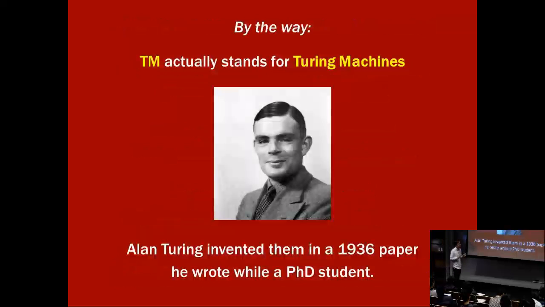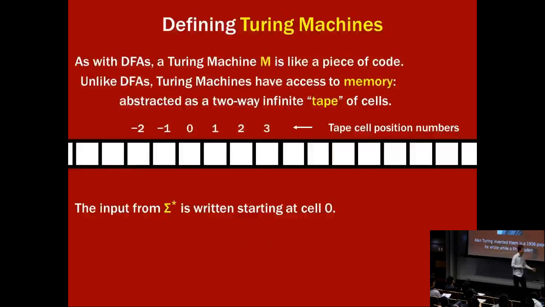Okay, so actually this TM really stands for Turing machines. It was a model of computation invented by Alan Turing in 1936 when he was a graduate student. Okay, he didn't call them Turing machines, he called them A machines, but it was a really heralded definition. People got very excited about it, and so now we call them Turing machines or TMs.